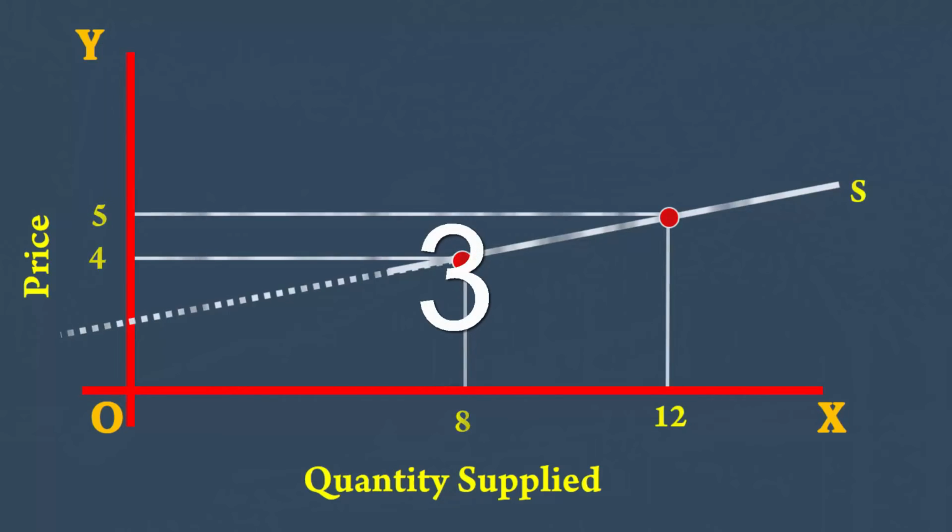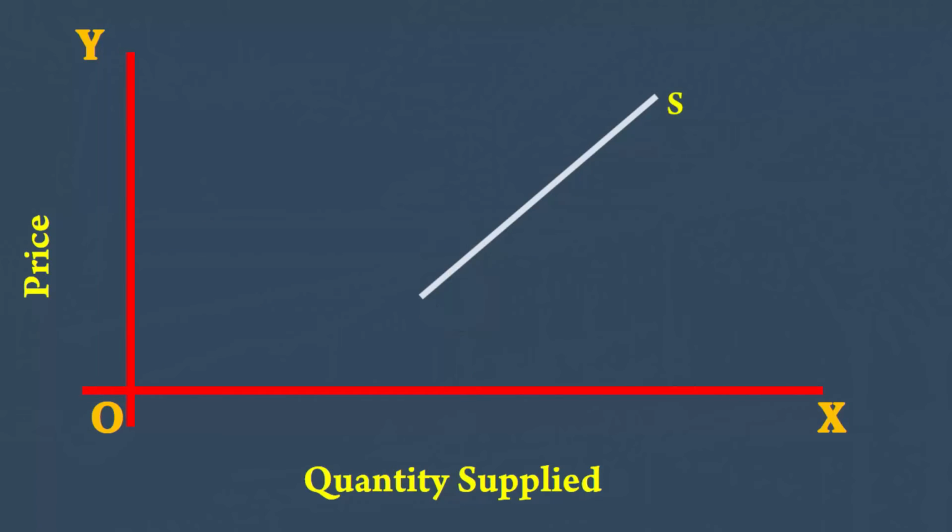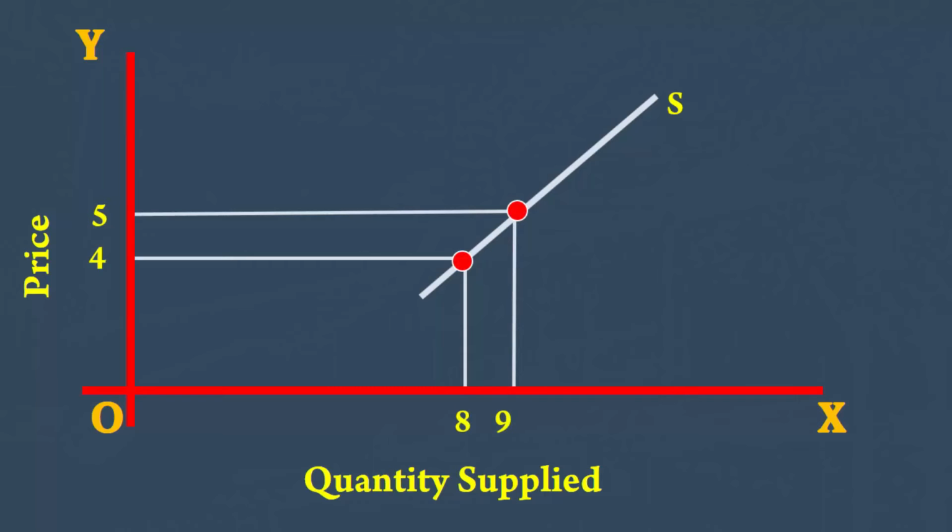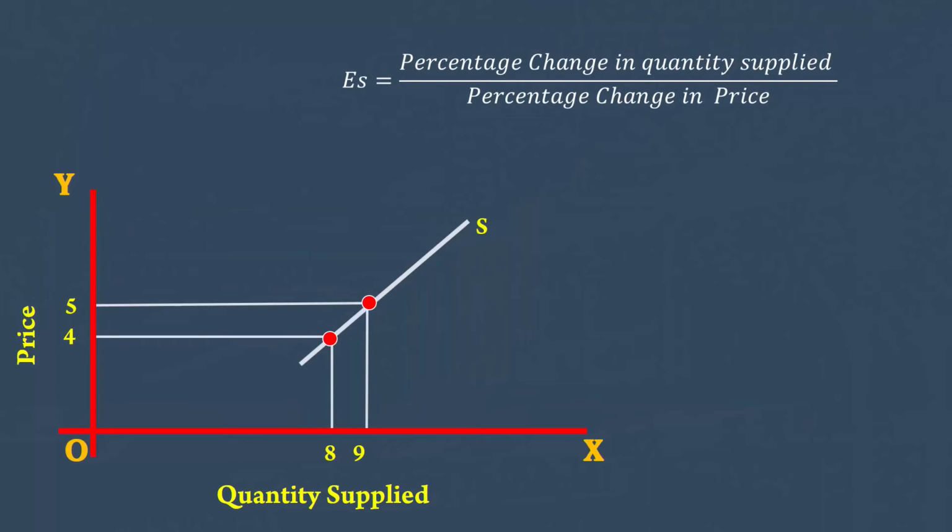3. Once again, I shall use the same graph and make a small alteration. Now, for the same change in price, quantity increases from 8 units to 9 units. A 25% change in price causes a 12.5% change in quantity. Elasticity value is 12.5% over 25%, equal to 0.5. If the elasticity value is less than 1, supply is said to be relatively inelastic.